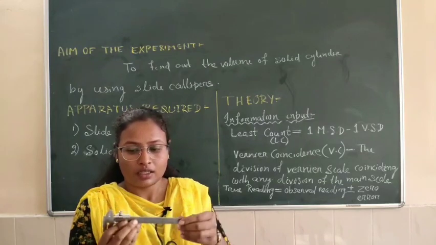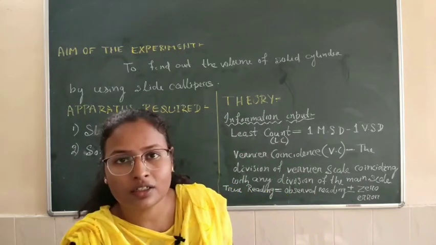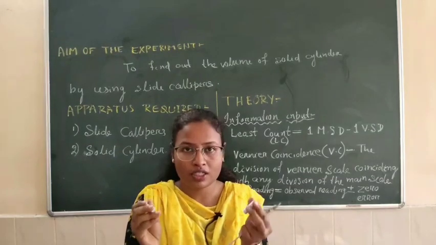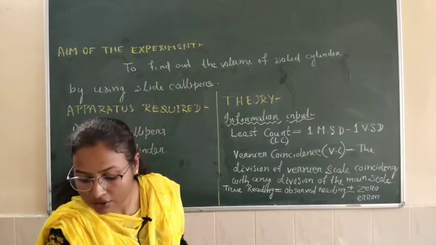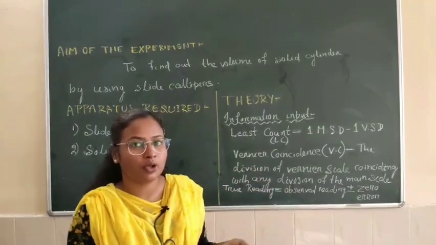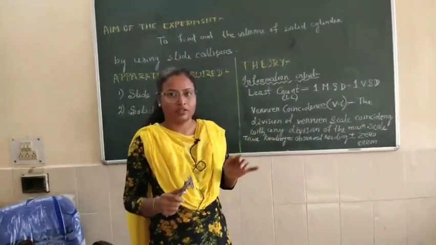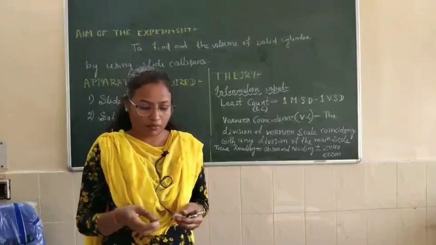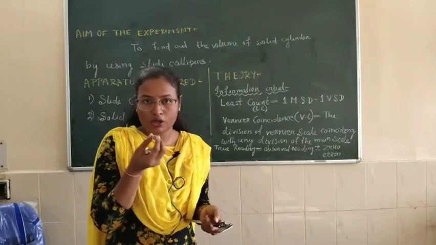As you can see, this apparatus is called the slide caliper. By using this, we are going to measure the external diameter of the solid cylinder and hollow cylinder, and the internal diameter of the hollow cylinder. By using the diameter we are going to find the radius, and using that we are going to find out the volume of the solid cylinder and hollow cylinder. We will do two experiments, one using the solid cylinder and one using the hollow cylinder.